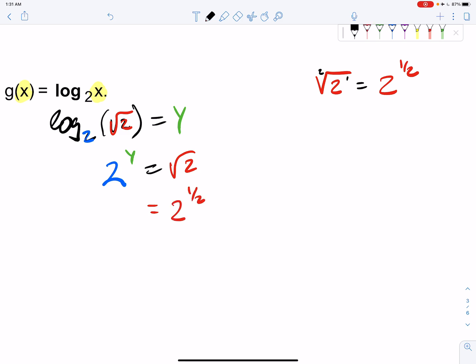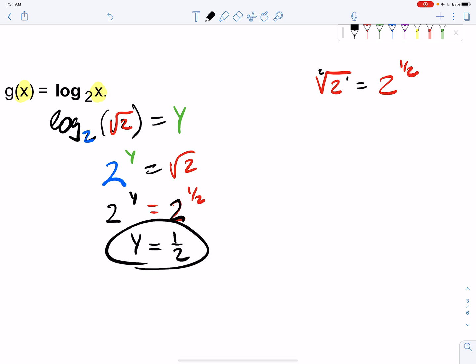And remember, on the left-hand side, we had 2 to the y power. And whenever the bases are the same, those exponents are equal, and we're done. So we know now that what's the answer? That's a horrible brace. Try that again. The answer is 1/2.